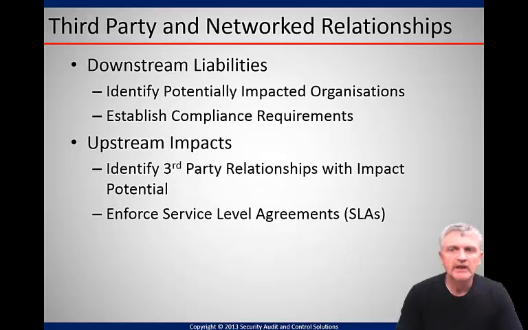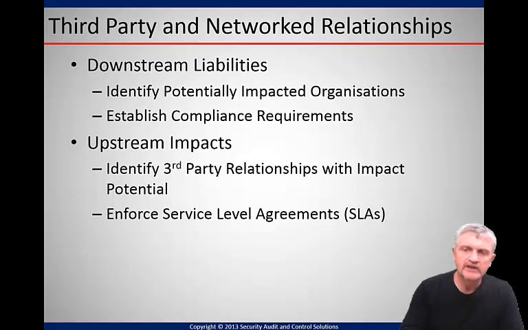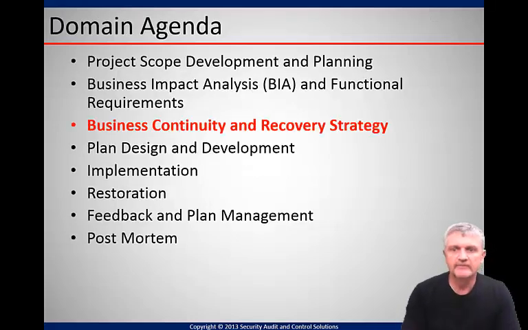Now, when we look at third-party or network relationships, such as downstream liabilities, we have to identify potentially impacted organizations downstream where we need to give data to. Establish any compliance requirements. We may be liable for any fines. Upstream impacts, we have to identify all our third-party relationships with impact potential, and then make sure that we have service level agreements and how we can actually make sure that the disaster is covered in that.